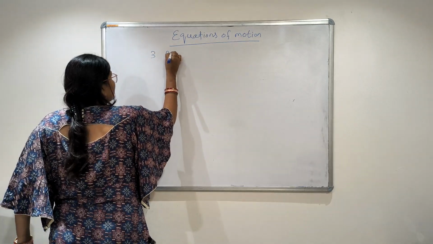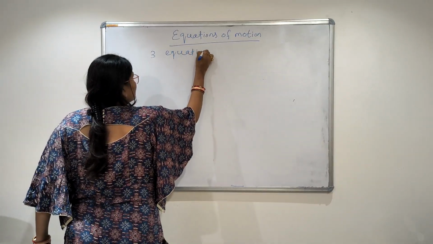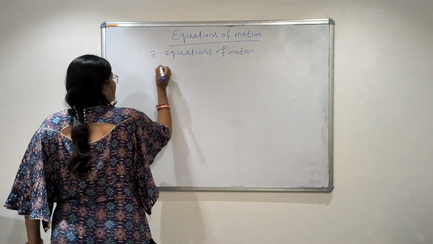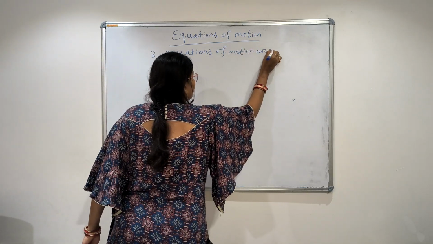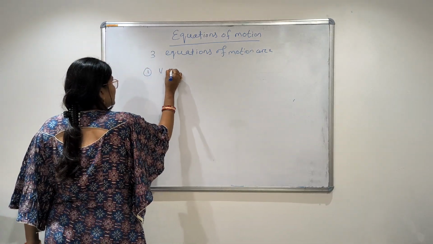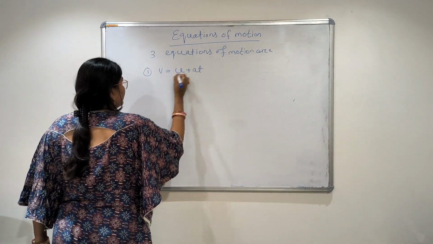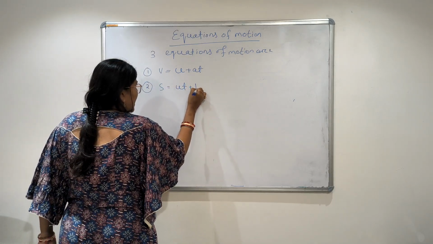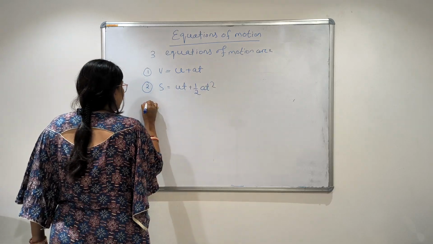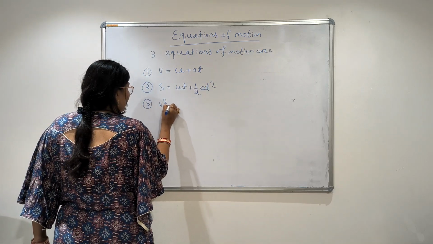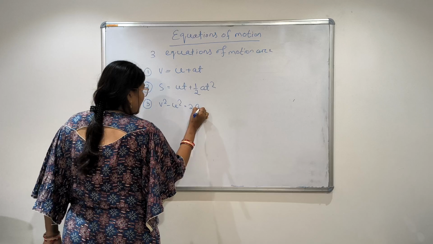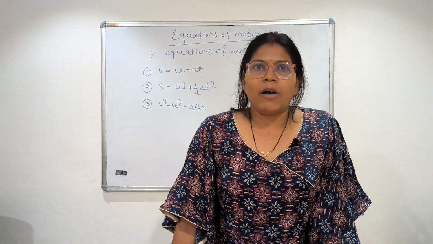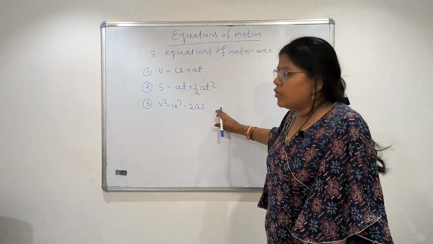So three equations of motion are: number one is v is equal to u plus at. Number two is s is equal to ut plus half at square. Number three is v square minus u square is equal to 2as. So you clearly understood how to derive these three formulas.